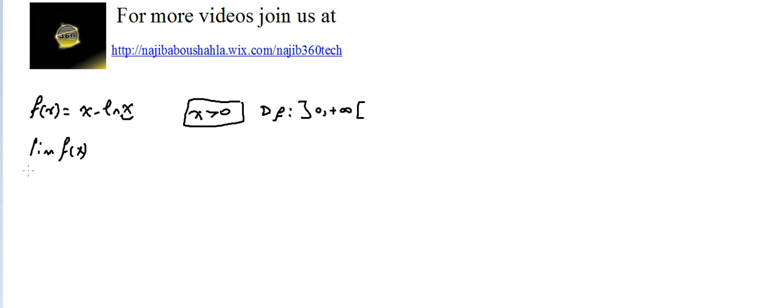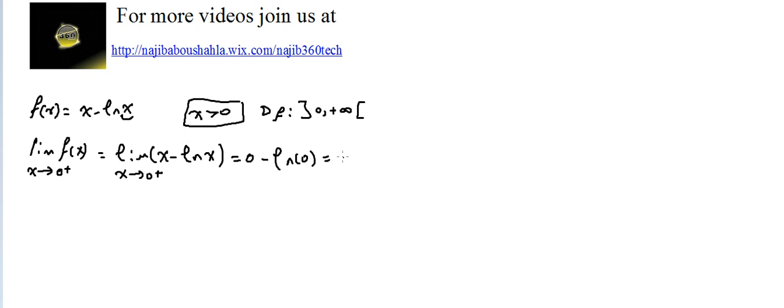Limit of f of x as x approaches 0 plus is equal to limit of x minus ln x as x approaches 0 plus. We just substitute 0 instead of x. We get 0 minus ln 0, which is 0 minus minus infinity, so the answer is plus infinity. If the limit of f of x as x tends to a number, which is 0 here, equals infinity, then x equals 0 is a vertical asymptote. x equals 0 is the y-axis.